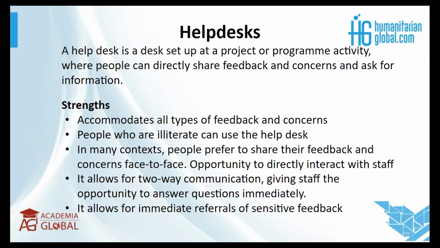And then lastly, it also allows for immediate referrals of sensitive feedback. Sensitive feedback in this case refers mostly to issues to do with child safeguarding, maybe the safety of children and women. There could be gender-based issues, or even men. There could be issues of the male gender being unsafe in their homes, or in their schools, or in their workplaces, in different contexts. So these could be issues that need to be dealt with immediately, and you could actually receive this information from the victim, and you should be able to know what the referral steps are.